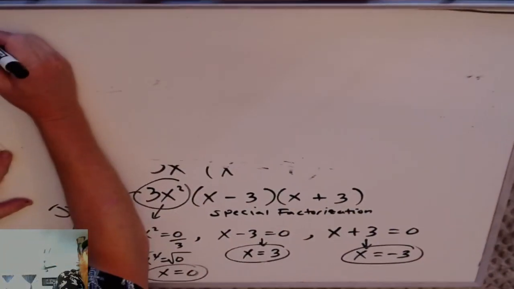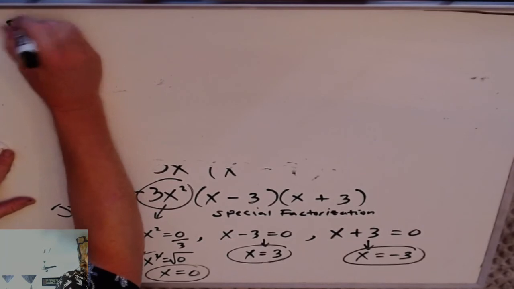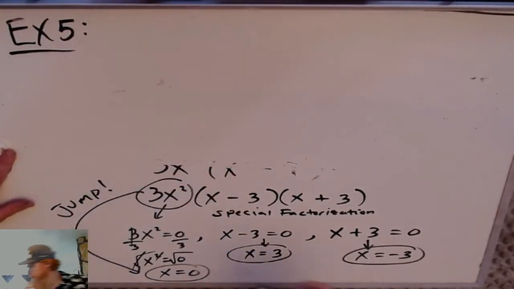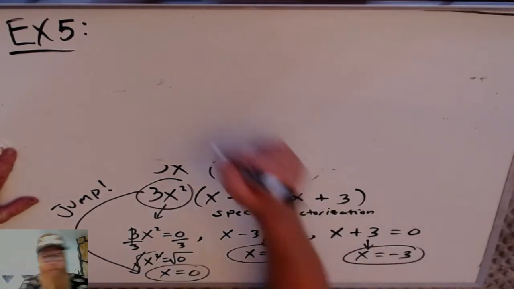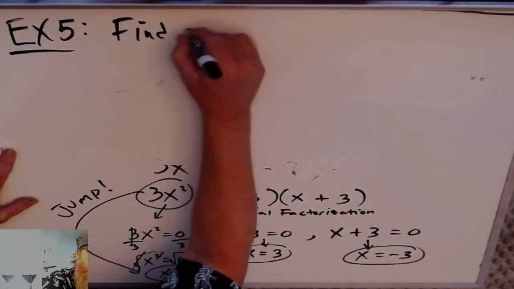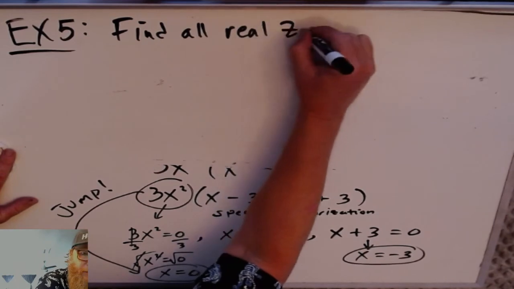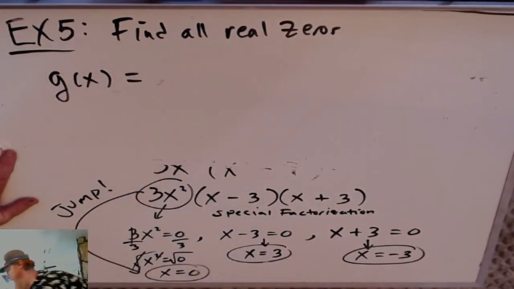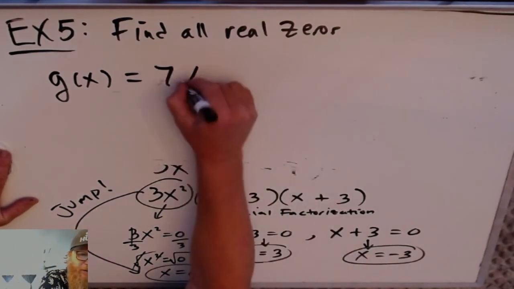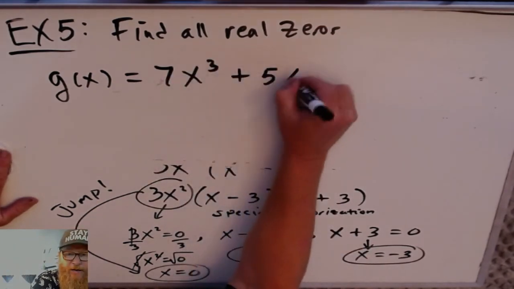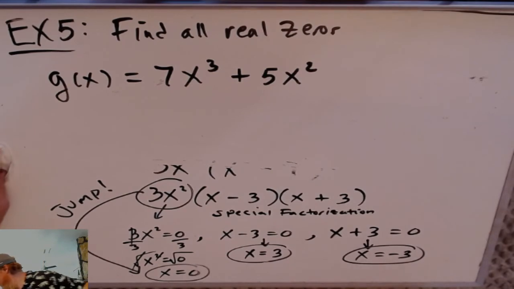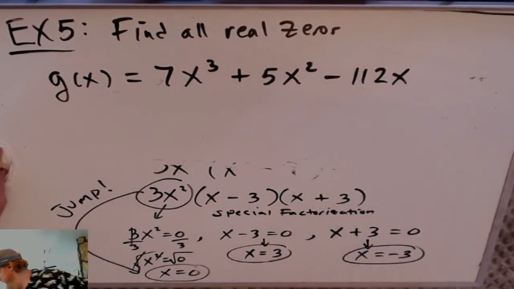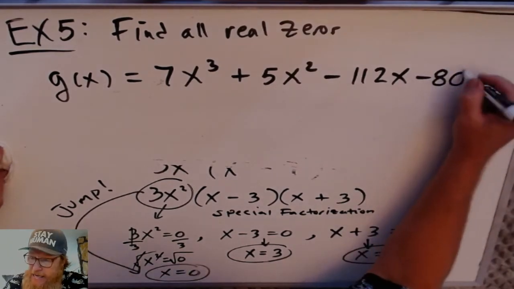Example 5. Find all real zeros. 7x cubed plus 5x squared minus 112x minus 80.